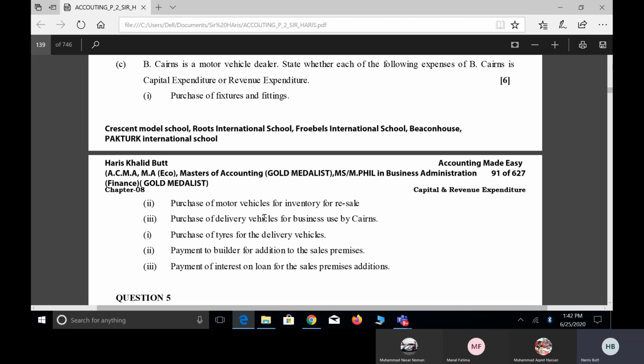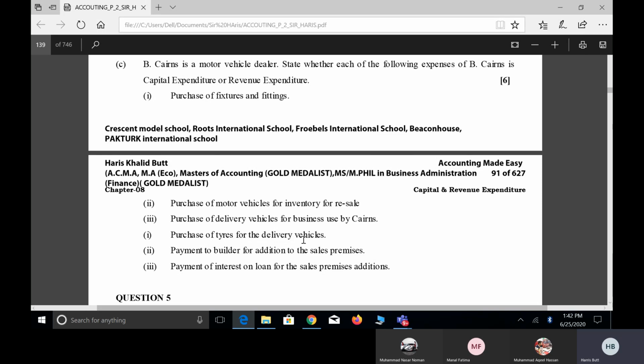But all the motor vehicles which are purchased as inventory for resale purpose, because he is a motor vehicle dealer, are called revenue expenditure. So number 2 is revenue expenditure, but number 3 looks like the same, but that is capital expenditure. Why? Because the delivery vehicle is not for resale, that is for business use. It will stay in the business, it will be used for a longer period of time. It is a non-current asset because it's not for resale.